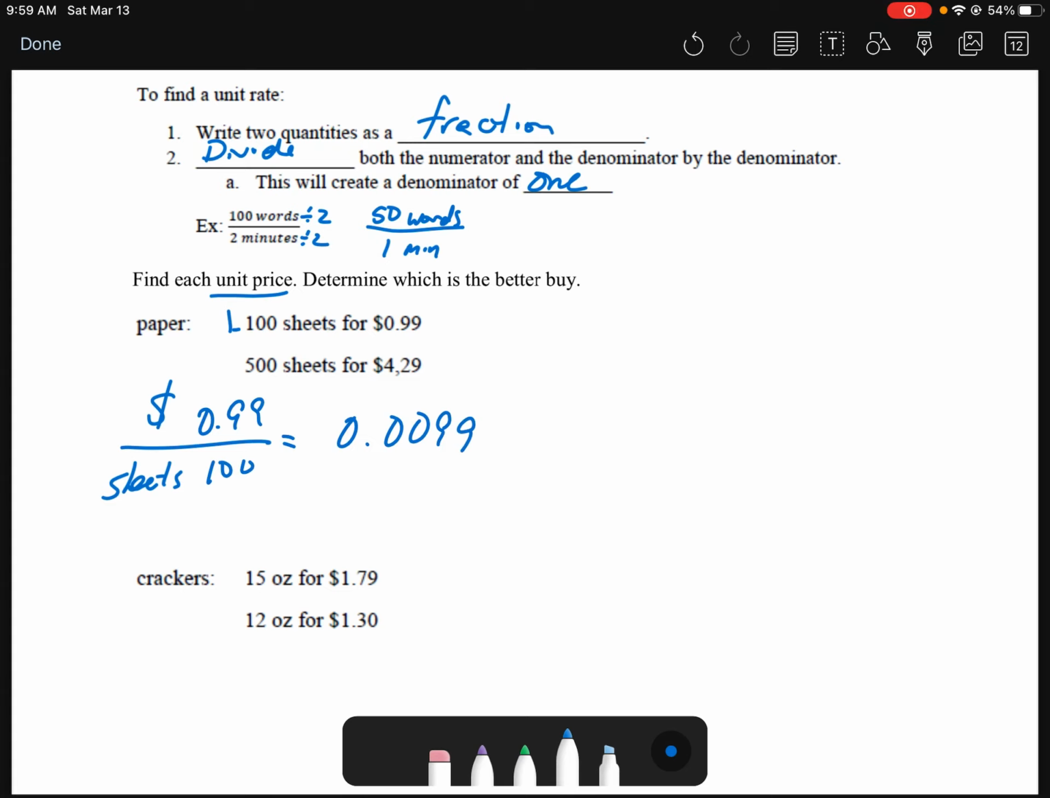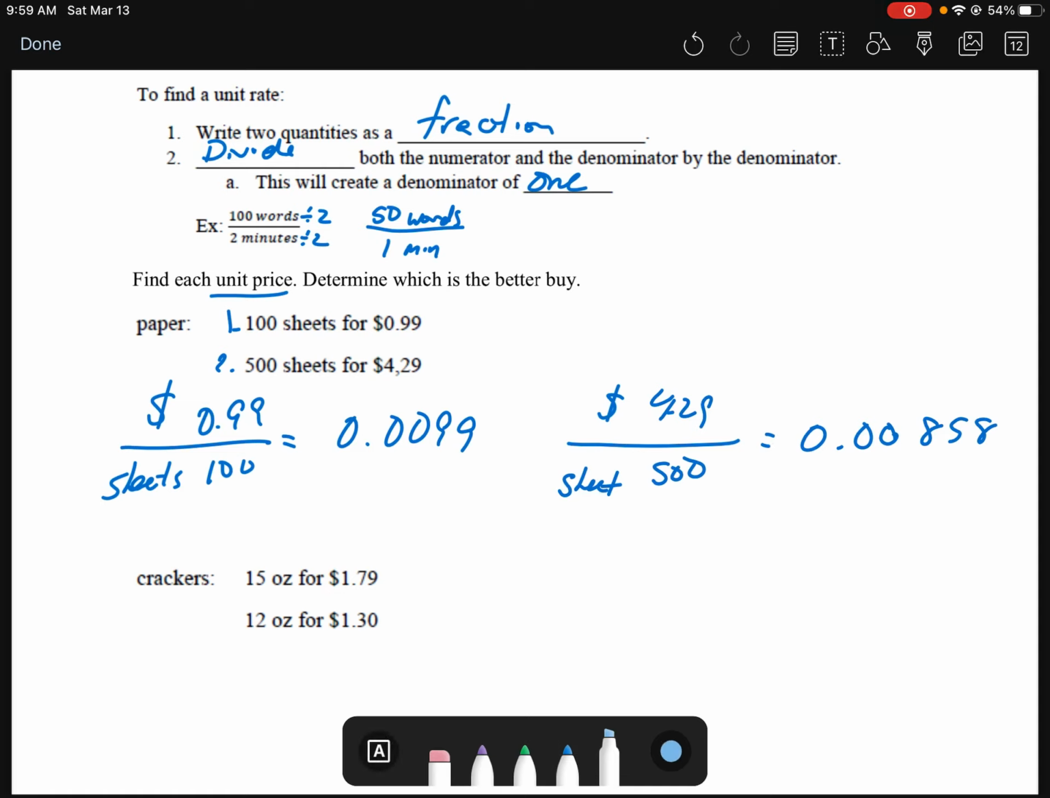And then you also want to know for 500 sheets, how much is that going to cost for just 1 sheet of paper? So we'll do 429 divided by 500. And you'll get 0.00858. So which one is the better deal? Again, you're going to want to spend less money on paper. So the one that is cheaper, the 500 sheets, would be the better buy.